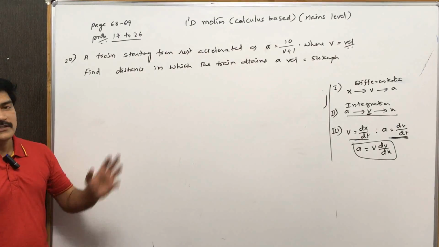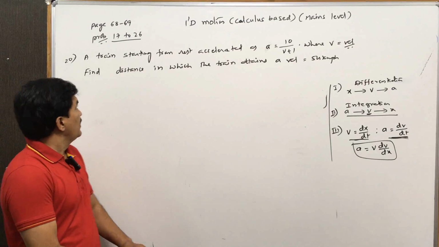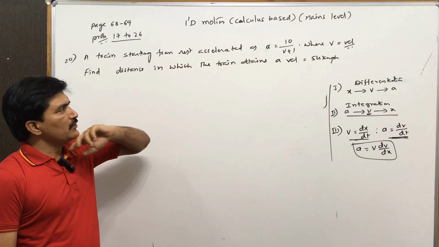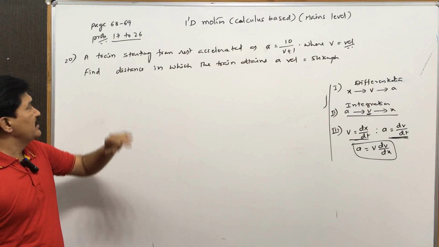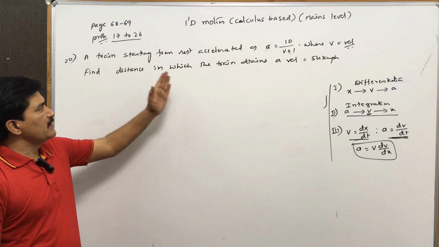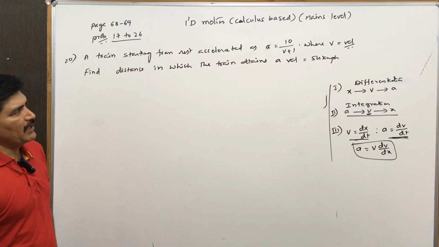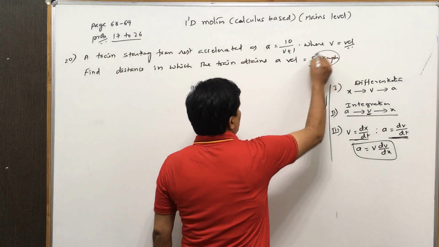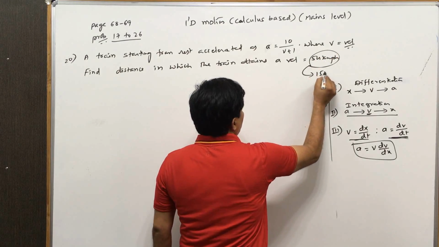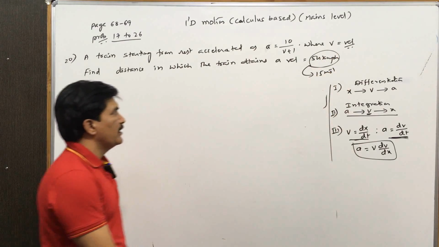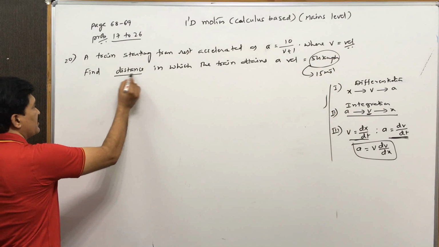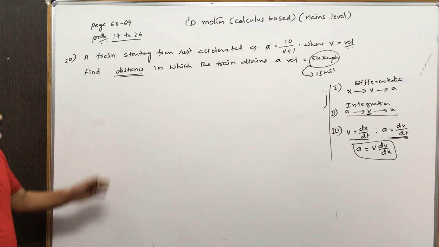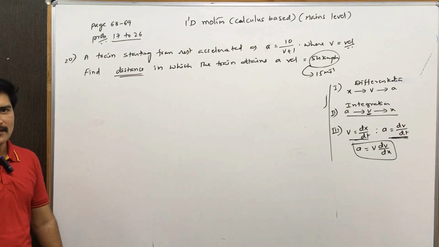Now look at the next problem, that is 20. A train starting from rest accelerates according to that relation, where v is given as velocity. Find the distance in which the train attains a velocity equal to 54 km per hour. This 54 km per hour is nothing but 15 meter per second. Even though he is asking distance, here we are going to calculate displacement only. Why? Because the particle's direction of motion is not changing.